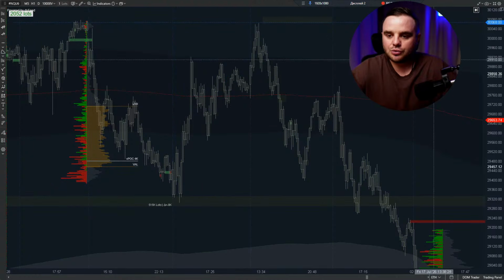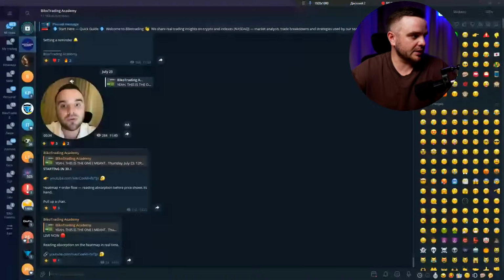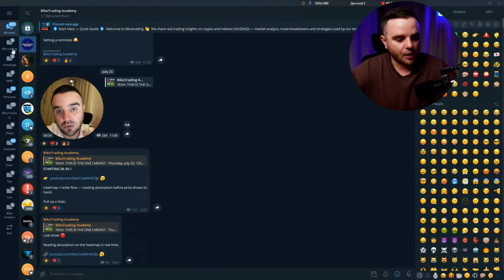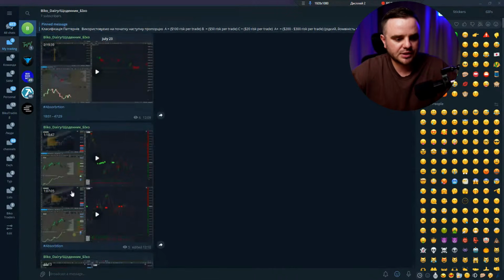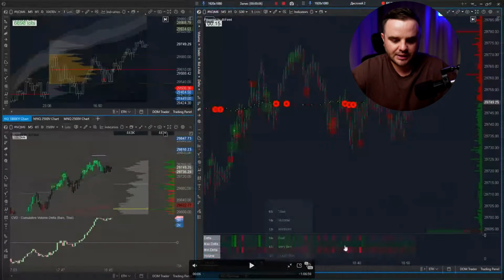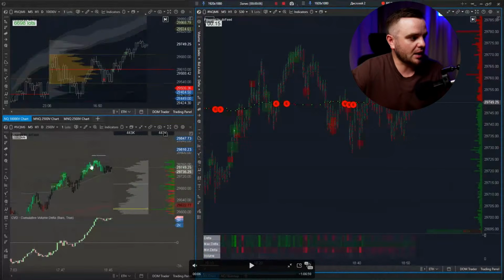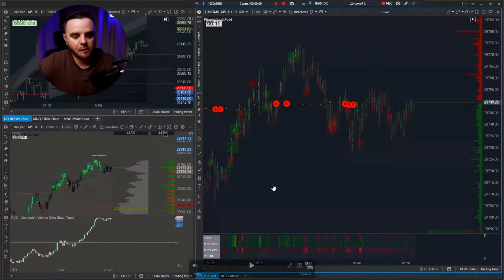Let me show you the greatest example of absorption that I saw in my life. That example will help you understand absorption, I would say, fully. It was exactly here, my friend. Here you can see an example of how you can use big trades together with all other indicators to spot an absorption. Let me move it. Have a look here.